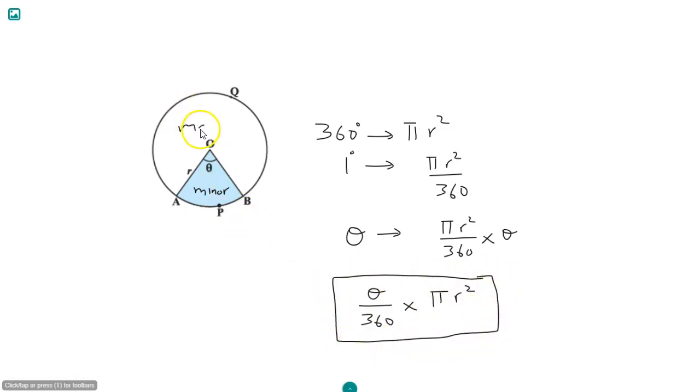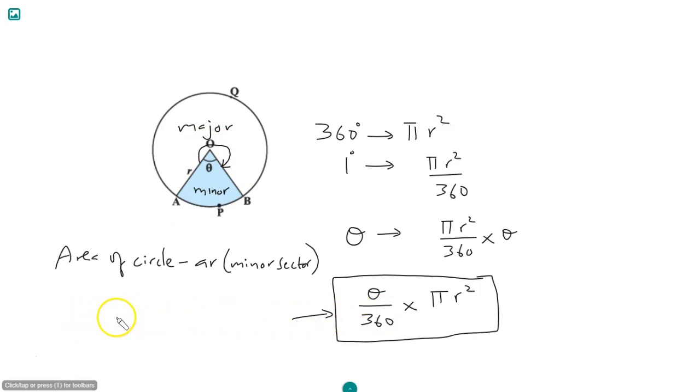To find the area of this major sector, all you need to do is subtract the area of the minor sector from the area of the circle. So you can either do it like area of circle minus area of minor sector, or to find the area of the major sector directly, you can use the angle of the major sector. So we are talking about this angle here, which is going to be 360 minus theta. So using this formula, you can find the area of the major sector as 360 minus theta by 360 into pi r squared. That will be the area of this major sector.